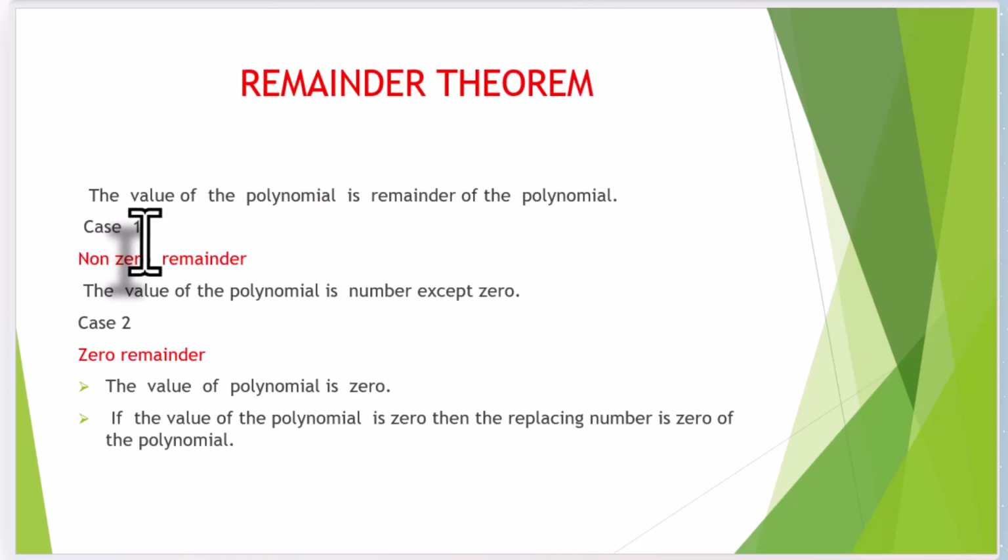Next theorem is the remainder theorem. The value of the polynomial is the remainder of the polynomial. Here there are two cases. Case 1, non-zero remainder, means the value of the polynomial is a number other than 0. Case 2, zero remainder, means the value of the polynomial is 0. If the value of the polynomial is 0, then the replacing number is a 0 of the polynomial.